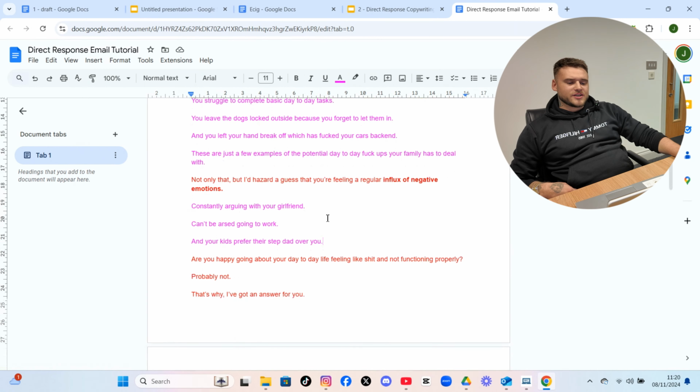Divorce rates are something like 80% nowadays, so there's no such thing as two parents that are still together. So literally everyone's just got stepdads and stepmums everywhere. Everyone's just sharing at this point. And so kind of planting that idea that your kids prefer their stepdad over you is definitely going to put them in a state of emotion. So let's continue.